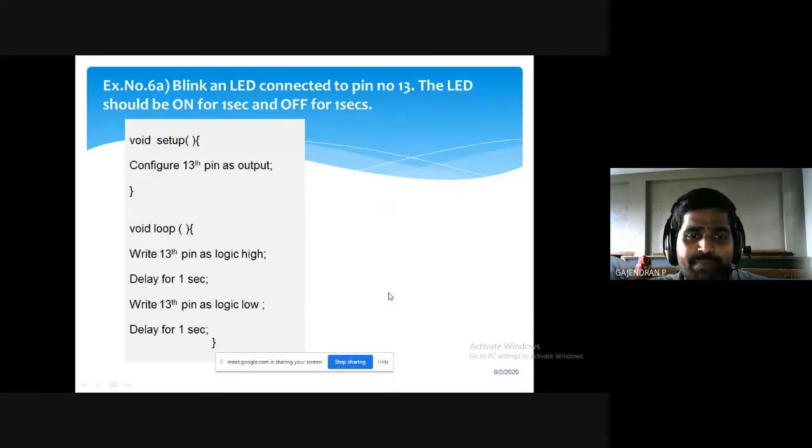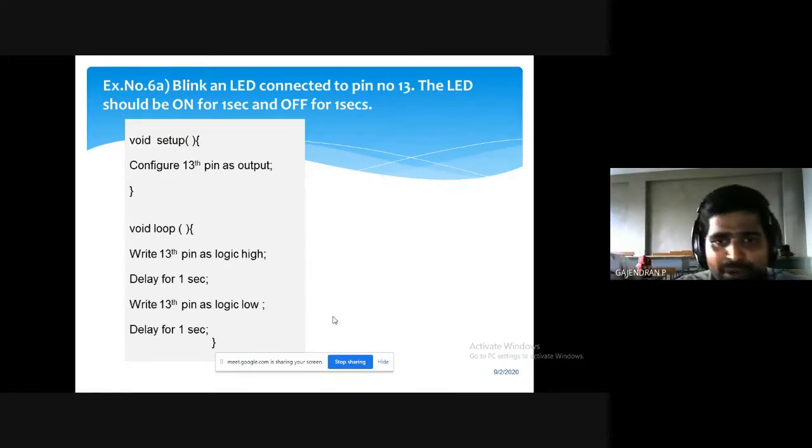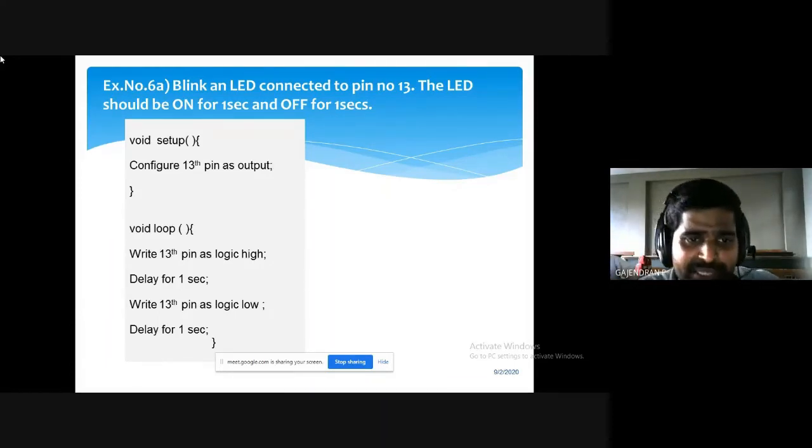Void setup, what do I have to write? Can anyone type it in the chat box? Pin mode, 13 comma output. Very good. Output must be in capital letters. Very good. Void loop, sir. Void loop: write the 13th pin as logic high. What do I need to write? Quick.